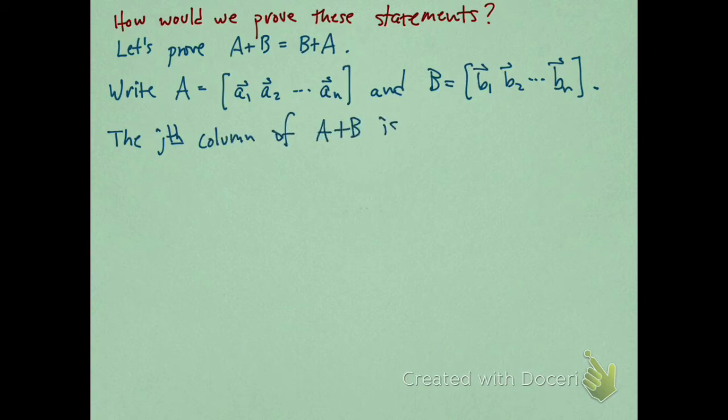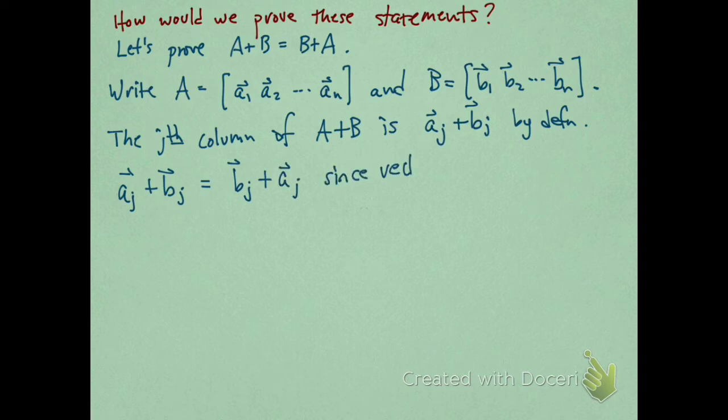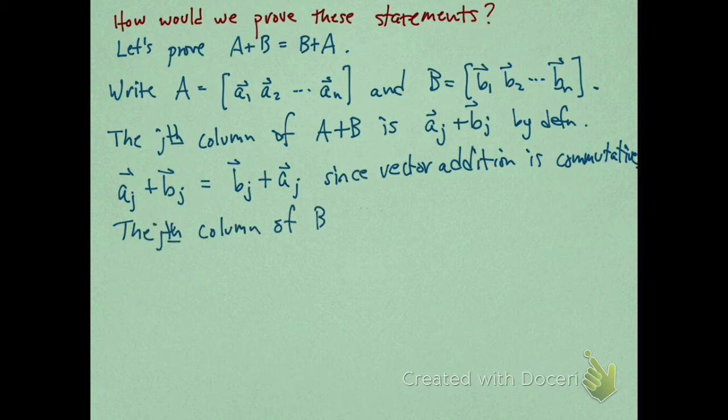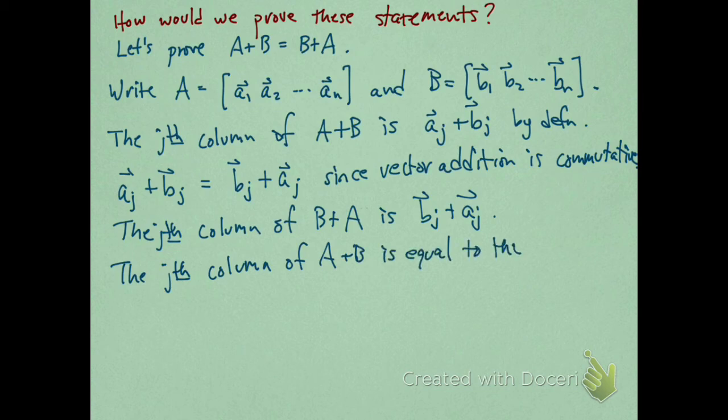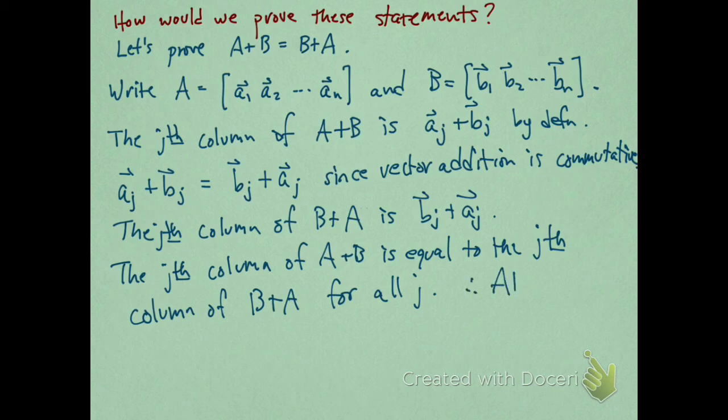Then the jth column of A plus B is Aj plus Bj by definition. And Aj plus Bj is equal to Bj plus Aj since vector addition is commutative. The jth column of B plus A is Bj plus Aj, again by definition, and so the jth column of A plus B is equal to the jth column of B plus A. That holds for all j. There's nothing special about the particular j we picked. And so all the columns of A plus B are equal to all the columns of B plus A, and so we can conclude that A plus B is B plus A.